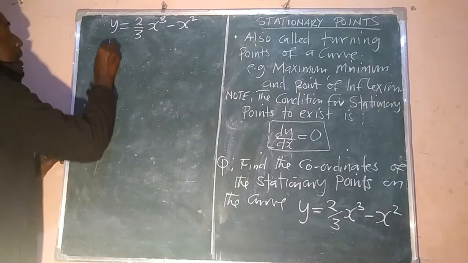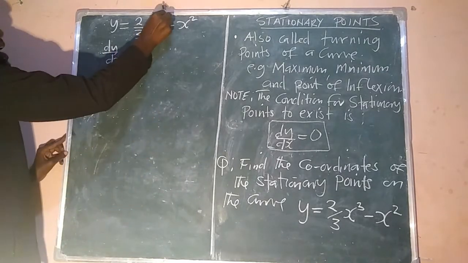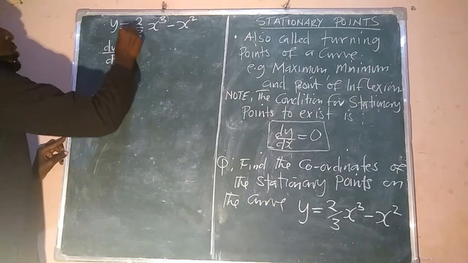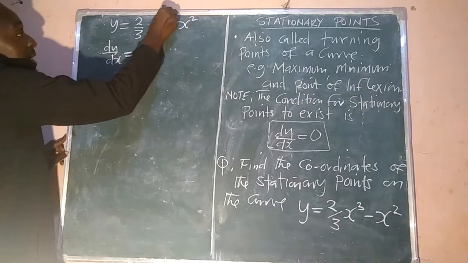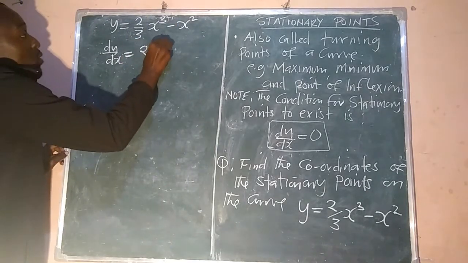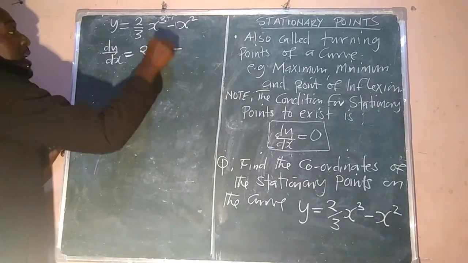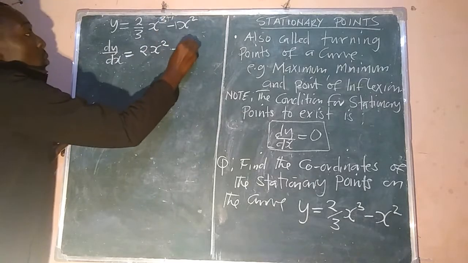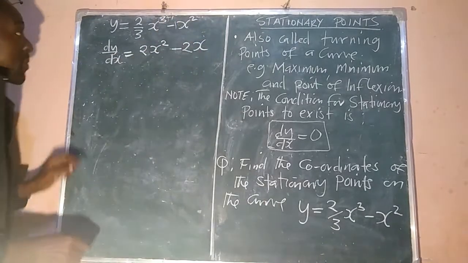So we are going to have dy/dx is equal to, then we multiply this number 3 times 2/3, which will give us 2x, and then you subtract a 1 from the power. So you are going to remain with a 2 there. 3 minus 1 is 2. Minus, there's a 1 here. 2 times 1 is 2. Then you subtract a 1 there. You just have x here to the power 1.